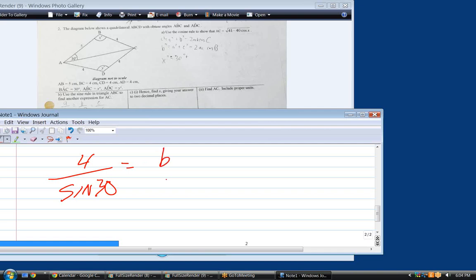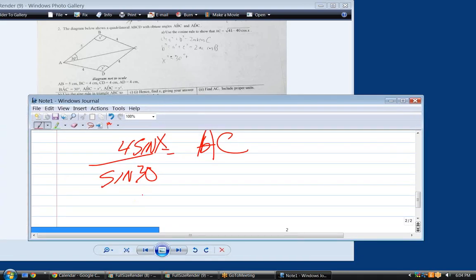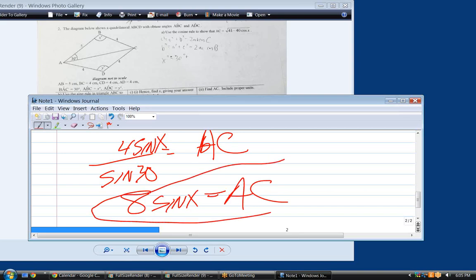When you said b, you meant little b, which is the same as AC, right? Right. So I'll fill in that over the sine of x. And so they said come up with another expression for AC. There it is: 4 sine x over sine 30. And of course sine 30 is 1/2, so the final expression is 8 sine x. 8 sine x is equal to AC. And I would imagine they probably want you to get it to that level.